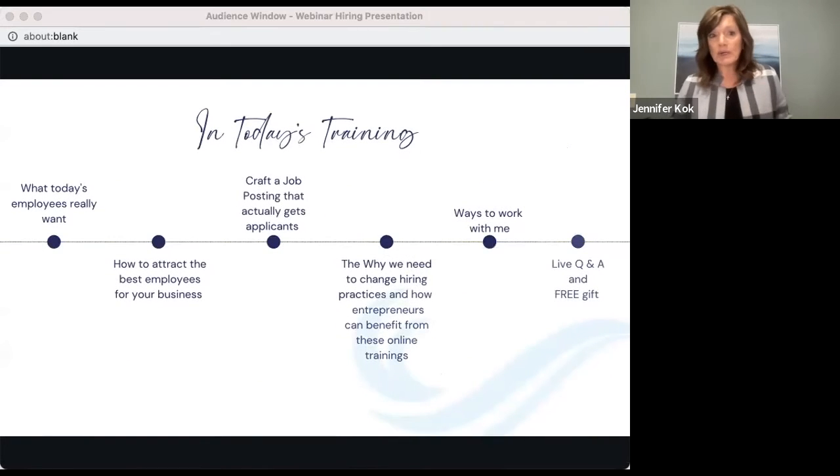So tonight, what we're going to do is talk about what today's employees really want. We're going to talk about how to attract the best employees. We're going to then go into how to craft a job posting that actually gets applicants. And then why we need to change our hiring practices and how entrepreneurs can benefit from trainings. Ways to work with me if you want to take this further. And then at the end, live Q&A. And like I said, stay with me, you get a free gift too. All right, so let's jump into strategy number 1.